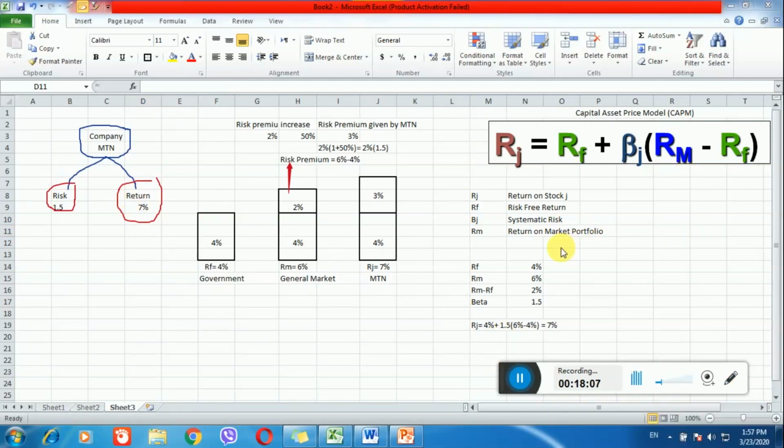Keep in mind, my dear, this RF and RM and the beta must be given, right? If they are not given, then you cannot find out RJ. The beta and the RM can be found on the website, and you can go into the company and find out the beta, or the systematic risk, of the company.